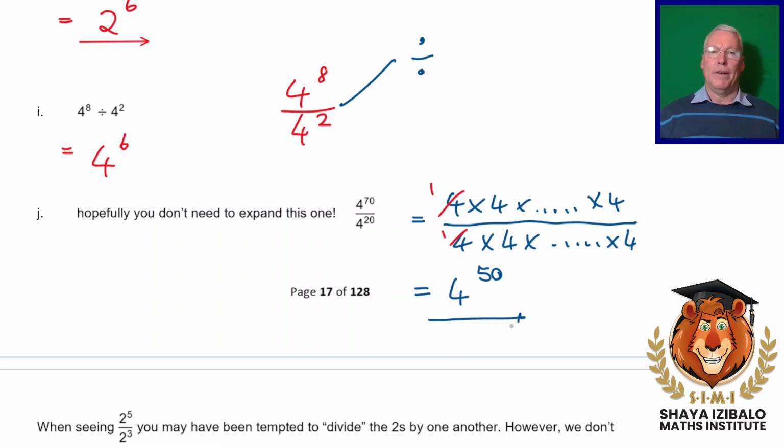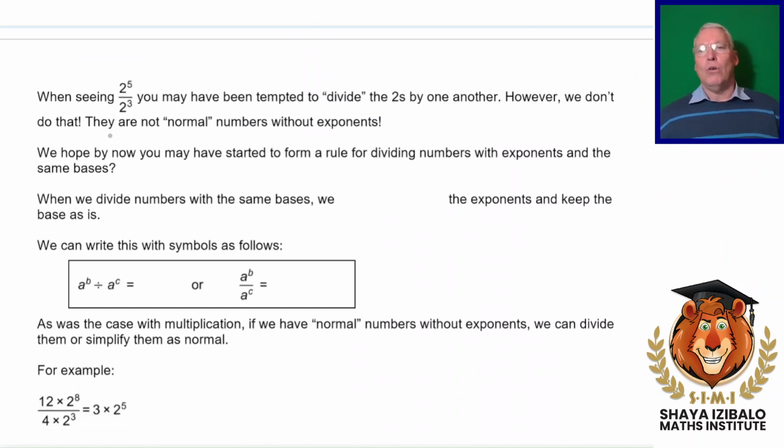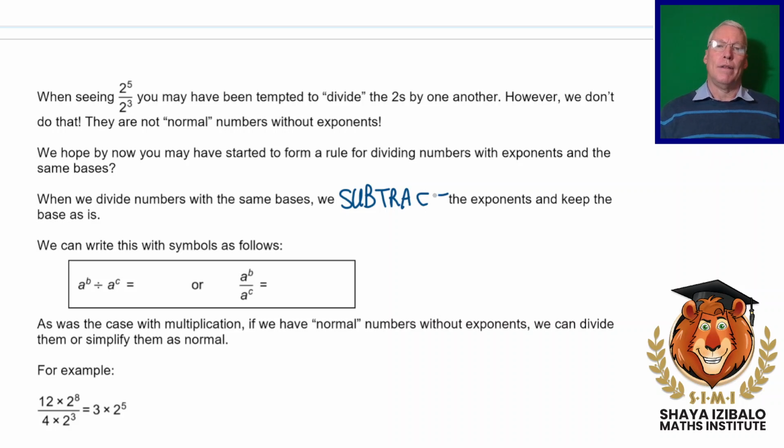Okay, right. You might think, oh, we can divide the 2's by the 2's. We don't. All right, these are not normal numbers. Okay, these are numbers with exponents. And we hope we've now got a rule for ourselves. Okay, and what the rule says is that when we divide numbers with the same bases, we subtract the exponents and keep the base as is.